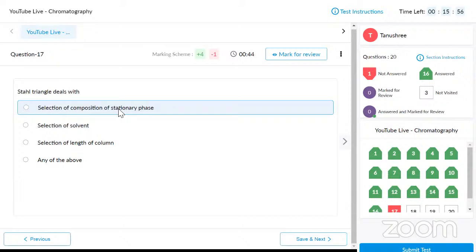तो इसका मतलब क्या थियरी बनता है कि उसने ये फाइंड आउट किया था कि जब तुम एक सिंगल सॉल्वेंट यूज करोगे एज अ मोबाइल फेस फॉर एनालिसिस, then it is highly unlikely कि तुम्हारा सैंपल अच्छे से सेपरेट और इल्यूट होगा just by using one single solvent.